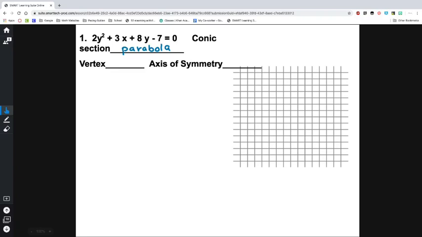So if you guys think all the way back to last semester when we had that whole parabola unit, the way that we had to get the equation of a parabola into vertex form was by completing the square. So we're going to do that today. The first rule for completing the square was to take everything with a y, because we have y's being squared, keep it on the left-hand side, and move everything else to the right. So I'm going to move that 3x and that minus 7. That becomes negative 3x plus 7.